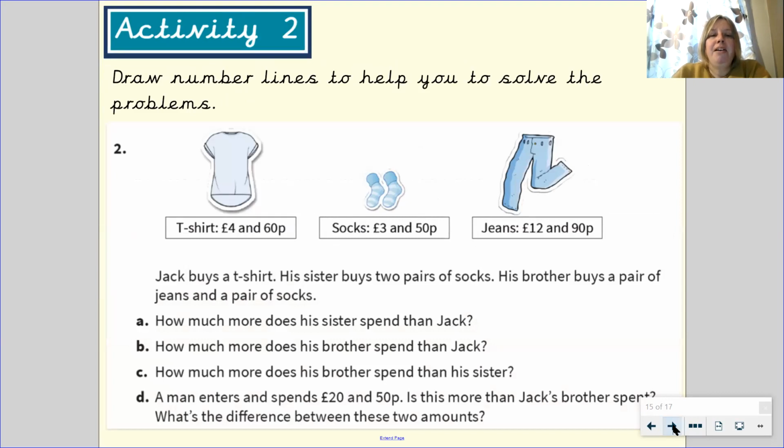Jack buys a t-shirt. His sister buys 2 pairs of socks. His brother buys a pair of jeans and a pair of socks. How much more does his sister spend than Jack? How much more does his brother spend than Jack? How much more does his brother spend than his sister? A man enters and spends £20.50. Is this more than Jack's brother spent? What's the difference between these two amounts? Remember to use a number line to help you.